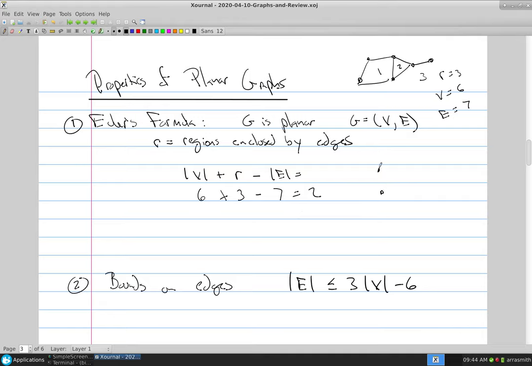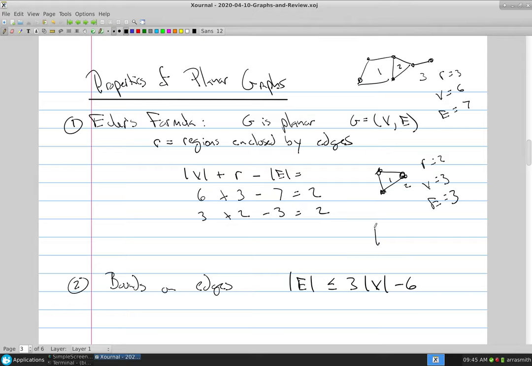But if I take another problem, let's say something really simple, where there are only 2 regions, the vertices are 3, the edges are 3. Well, vertices plus regions minus edges, that's still 2.